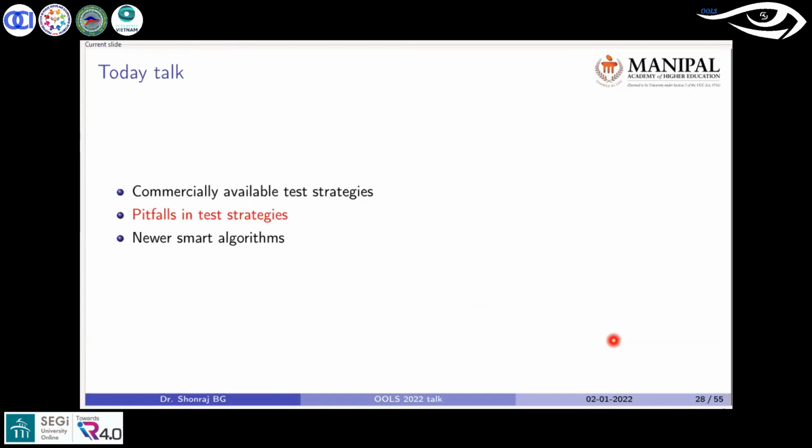Okay, so what have we seen now? We have seen how these commercially available test strategies are working. Now, what are the pitfalls? What are the problems with these commercially available test strategies?